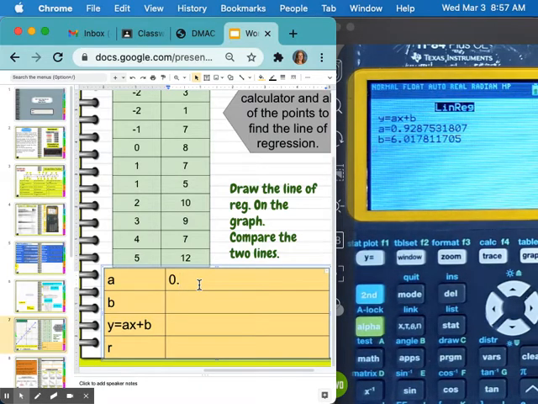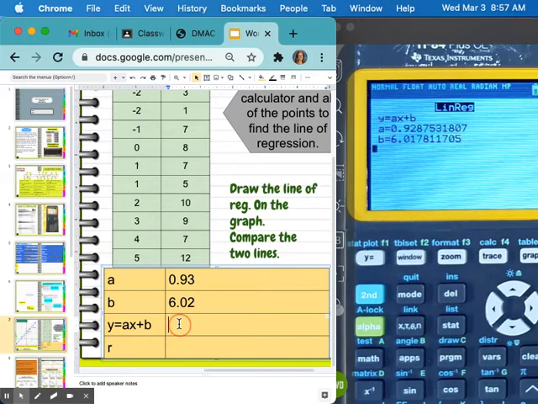So A is 0.93. We're going to round to the hundredths place, so that means 2 numbers behind the decimal. And then B is 6.02, because the 7 makes that 1 round to a 2. So then write your equation in ax plus b: 0.93x plus 6.02.